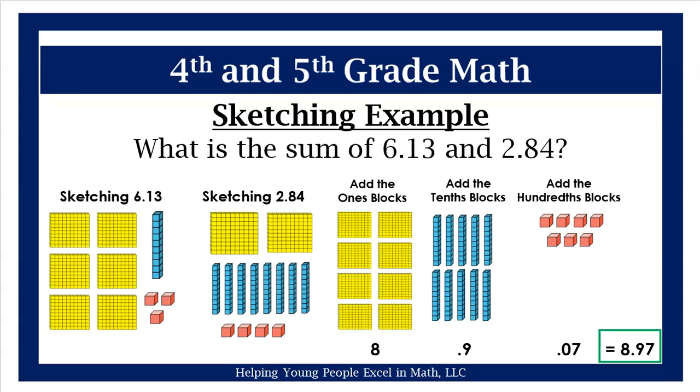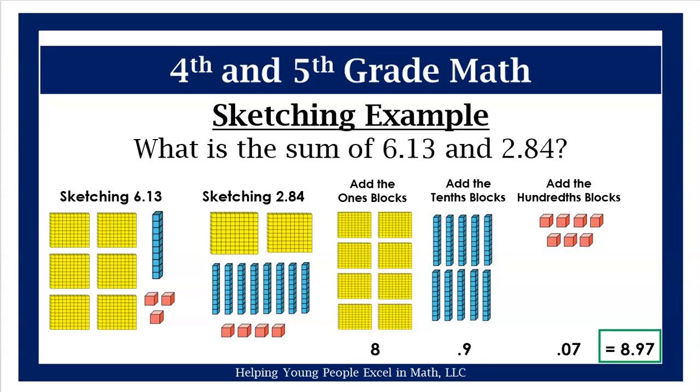Let's look at an example. What is the sum of 6.13 and 2.84? Let's sketch our 6.13 first, or 6 and 13 hundredths. We have 6 blocks that represent 1. Even though it looks like the hundredths block, because we're adding decimals, it is a whole number, just like a ones block, for 6. We have a tenth block and also 3 hundredths blocks.